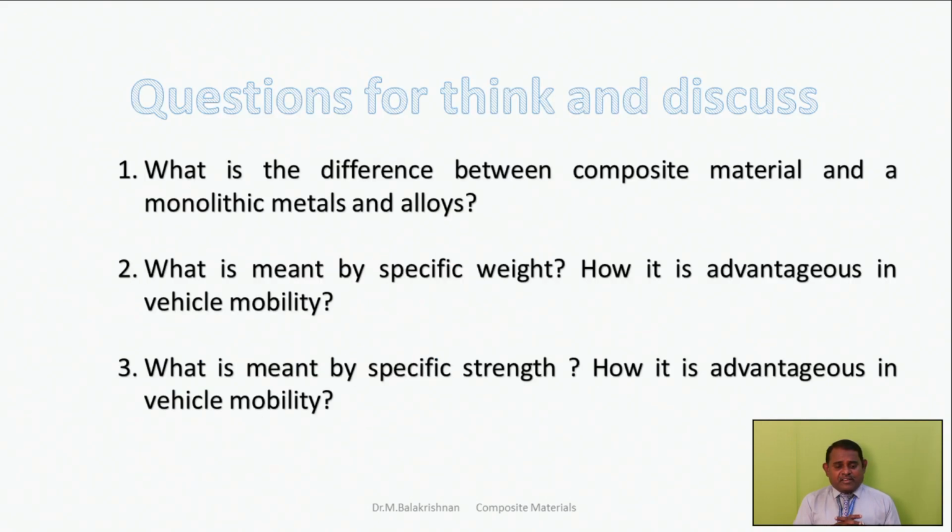Now, questions for thinking and discussing. What is the difference between composite material and monolithic metals and alloys? Yes, we have discussed that. My friends, please rethink the lecture material, discuss among yourselves and come up with your solutions. And what is meant by specific weight and how is it advantageous in vehicle mobility? It is an important property which is claimed many times as the chief advantage of composite materials. So we should understand what is meant by specific weight and how it is advantageous for vehicle mobility, and what is meant by specific strength and how it is advantageous in vehicle mobility.